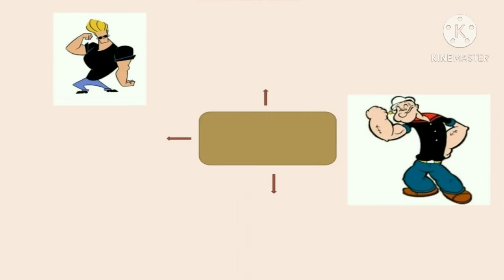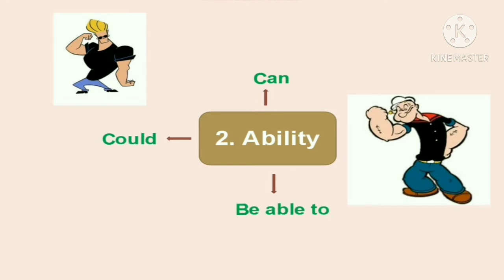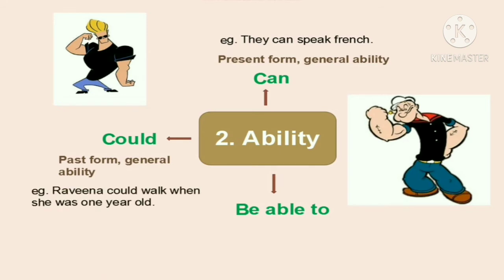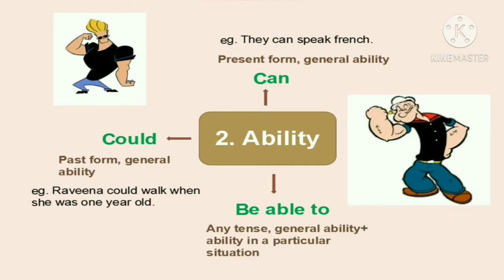Moving second now to ability. Ability is expressed by can, could, and be able to. Can is used in the present form in general ability. For example, they can speak French. Could is used in the past form and as general ability. Example, Ravina could walk when she was 1 year old. And be able to is used in any tense in general ability plus ability in a particular situation. Example here will go as, we were able to complete the test on time.